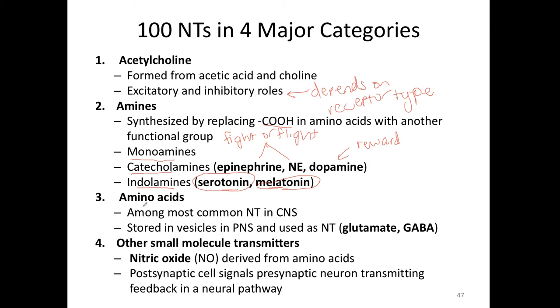Amino acids are among the most common neurotransmitters in the CNS. These are stored in vesicles and used as neurotransmitters. So glutamate is one, and GABA, as I've mentioned, is another one. It turns out most of your special sensory receptor cells, like retinal cells, olfactory cells, and hair cells, most of these release glutamate when they're excited. So when a photon hits one of your rods or cones, it blurps out some glutamate that excites the bipolar cell nearby. GABA is primarily inhibitory.